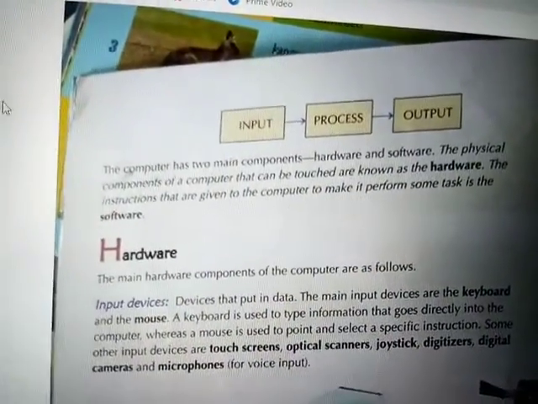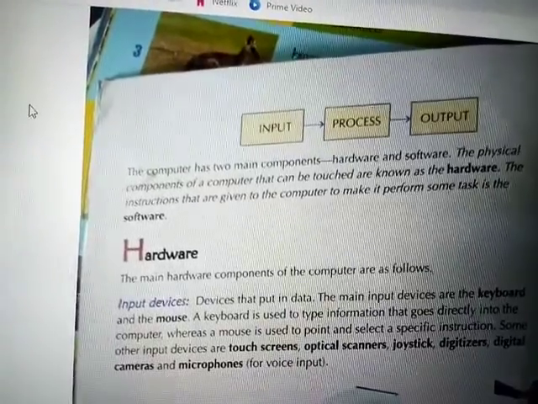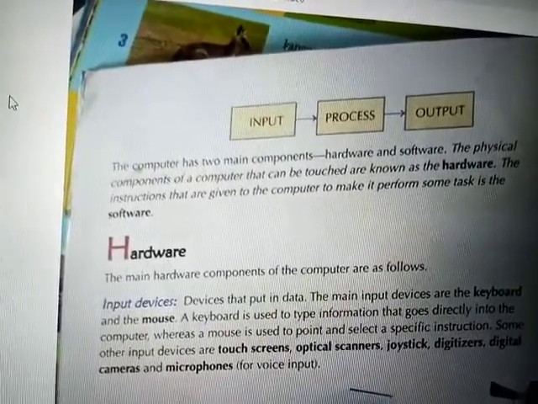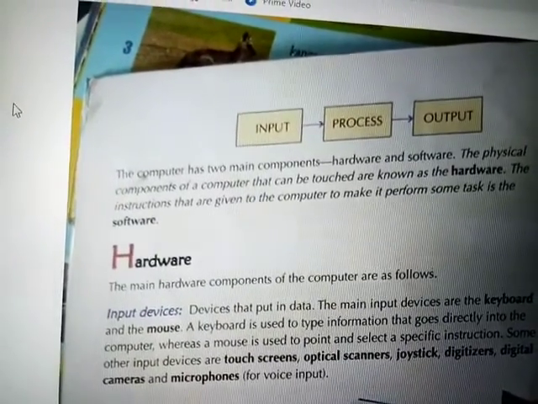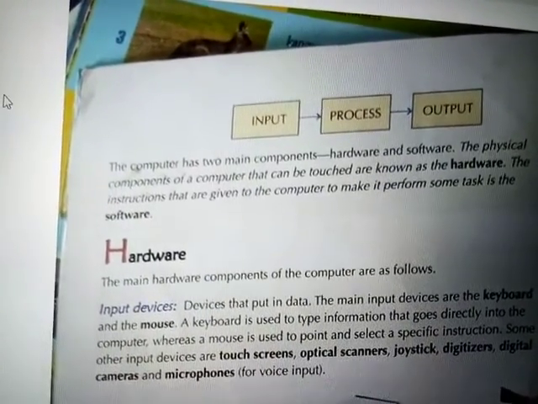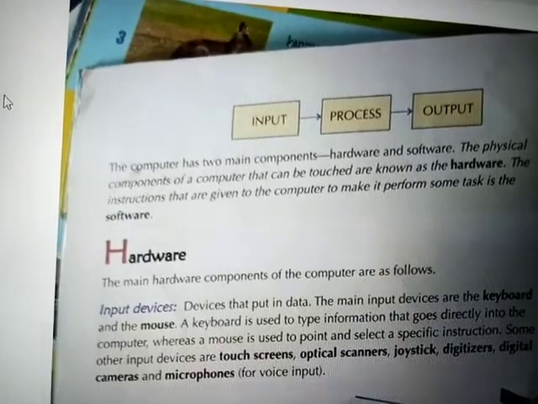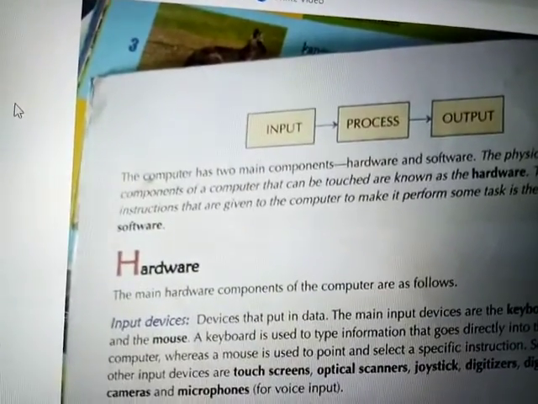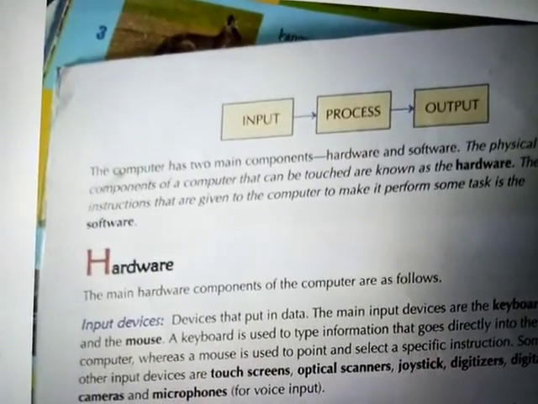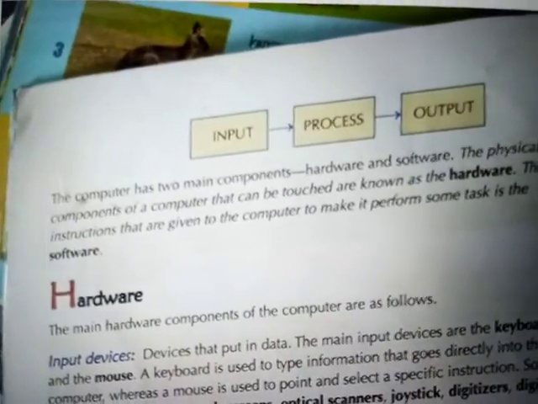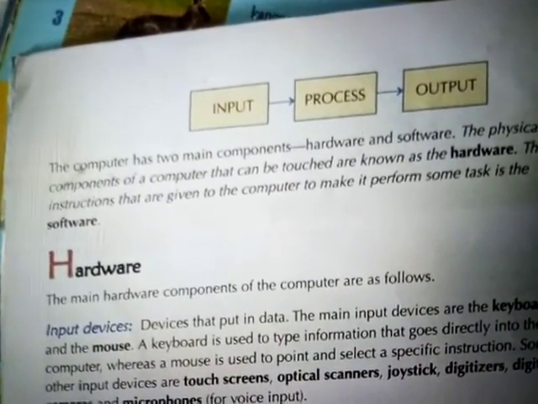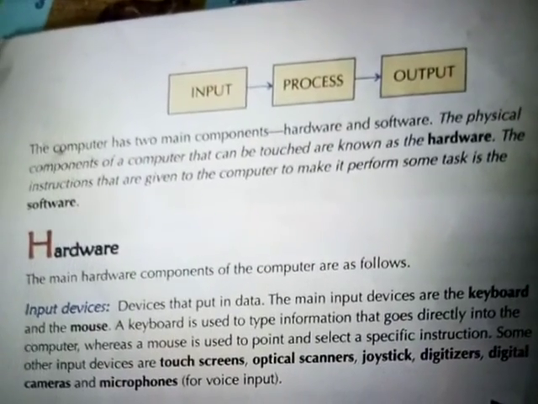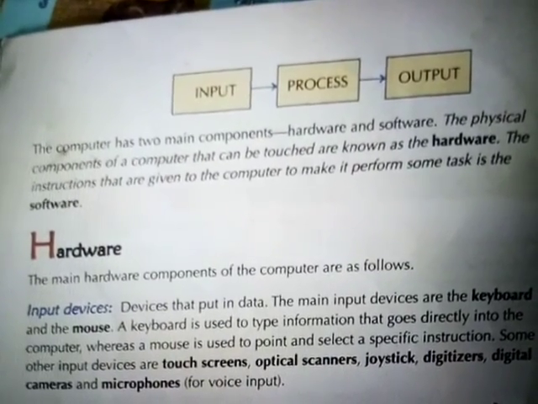Okay, now we know how the computer works. Then what are the components in a computer? There are two main components in a computer, hardware and software. The physical components of a computer that you can touch and feel are hardware. Each and every physical component of a computer that you can touch is hardware.